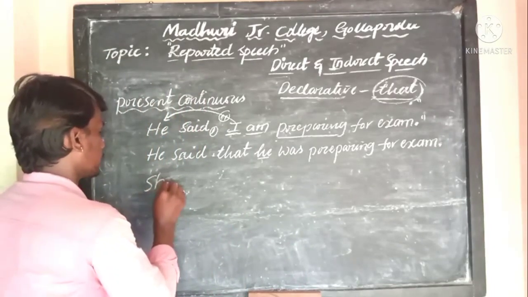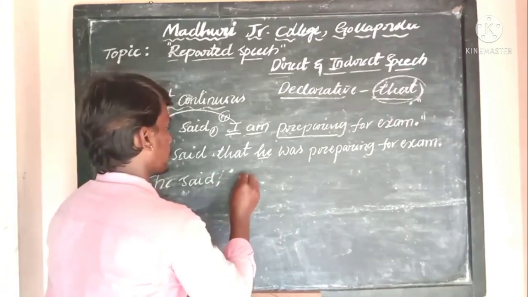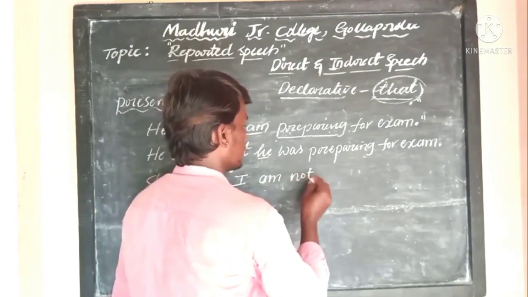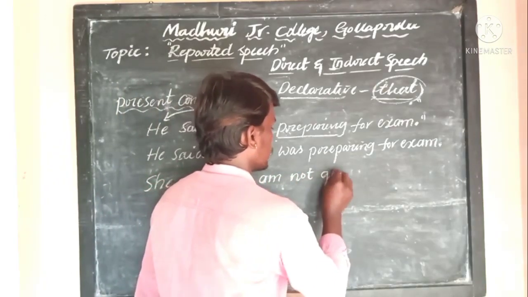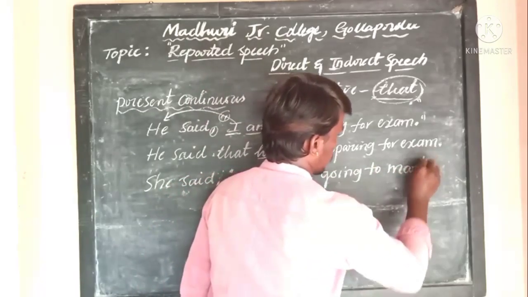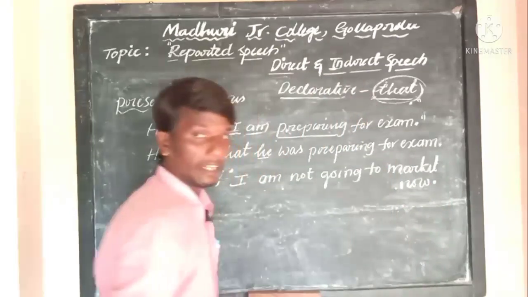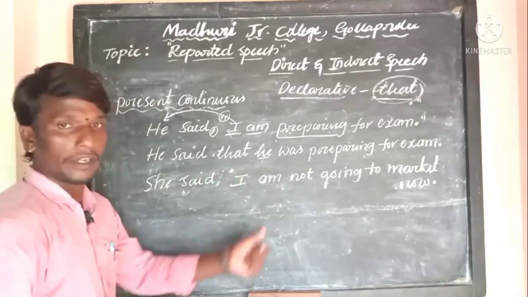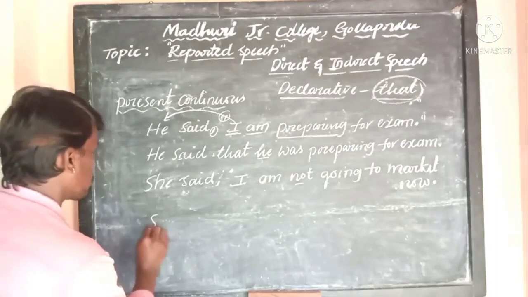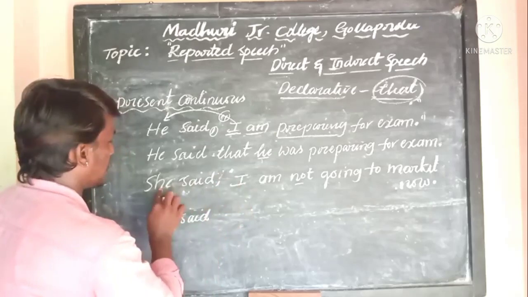See, she said, start inverted commas, I am not going to market. I am not going to market now. I used here an adverb, now. See here, and this is a negative sentence, as not is used, so it is a negative sentence. Let us change it: she said. What does I refer to? I refers to the subject, she.